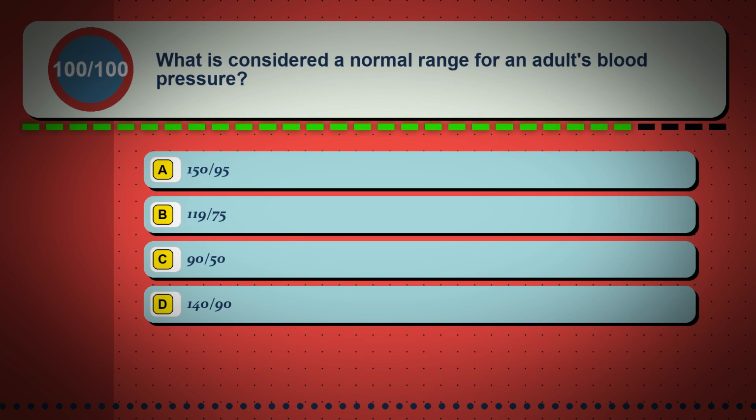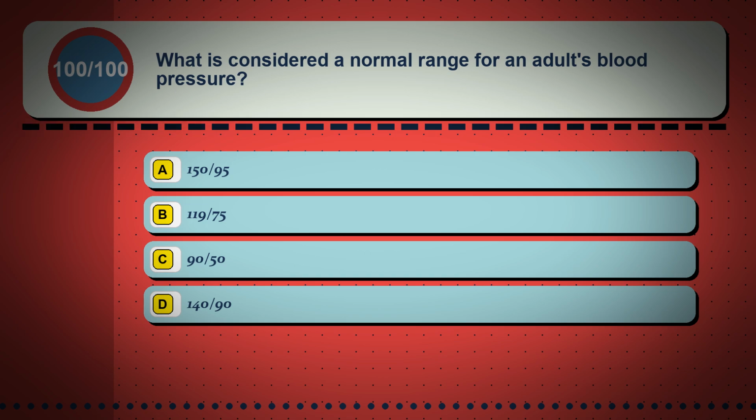What is considered a normal range for an adult's blood pressure? Option A. 150/95. Option B. 119/75. Option C. 90/50. Option D. 140/90.